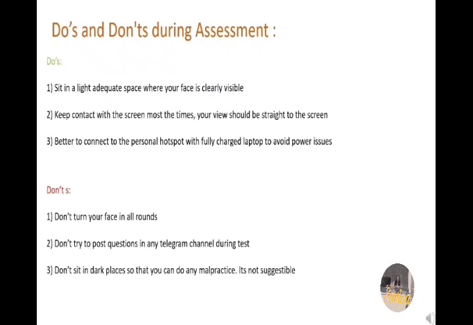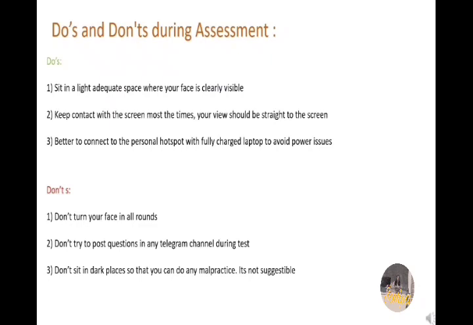And the third one is, don't sit in a dark place. If you sit in a dark position or dark place, then your face is not clearly visible to them. They will think that you have cheated or done some malpractice. It gives a very bad impression of you. Please don't sit in a dark place. Try to sit in a well-lit space so that your face is clearly visible.